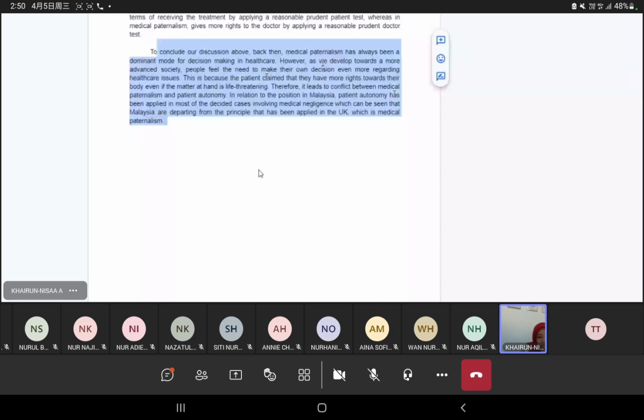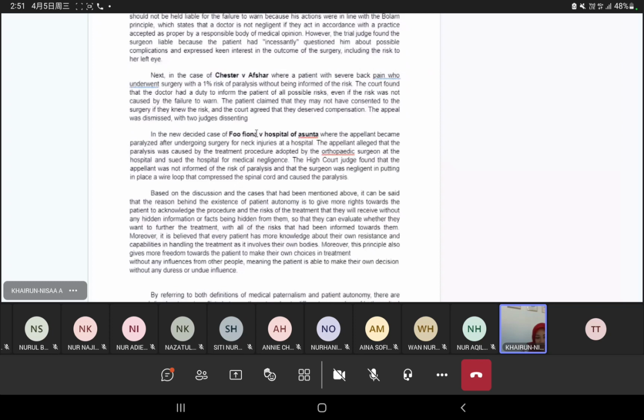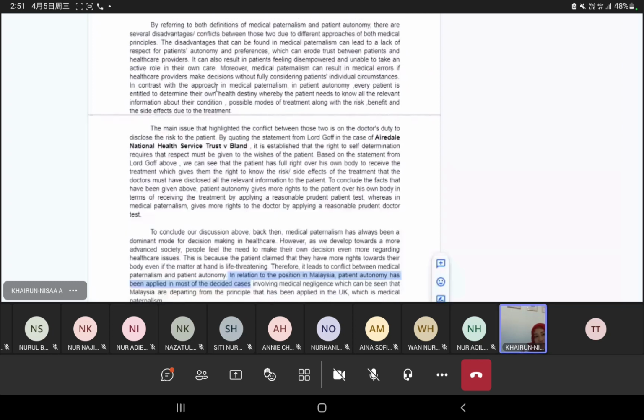Okay. "In relation to the position in Malaysia, patient's autonomy has been applied in most of the decided cases involving medical negligence, which can be seen that Malaysia is departing from the principle that has been applied in the UK, which is medical paternalism." Look at your statement. Where are these cases? Did you provide them here? No. You only provide one case. So how can you support your statement?